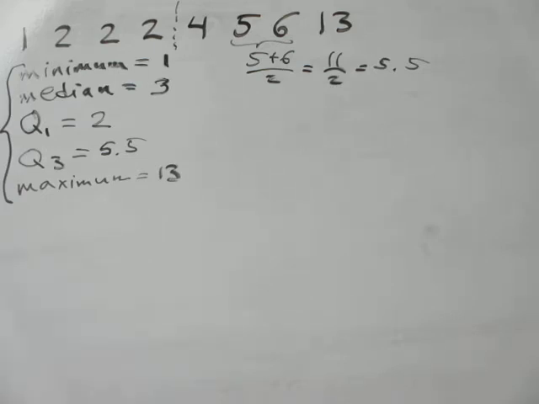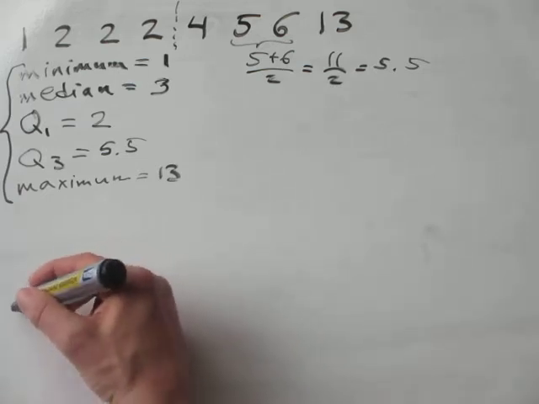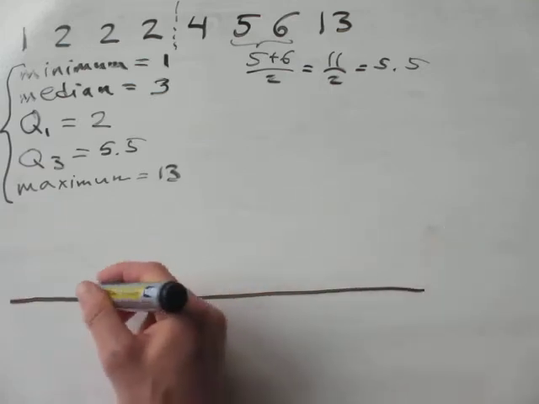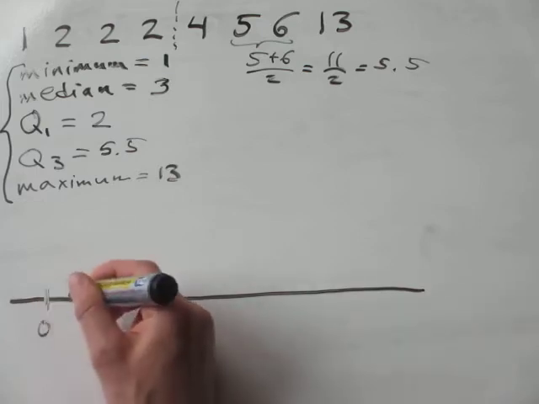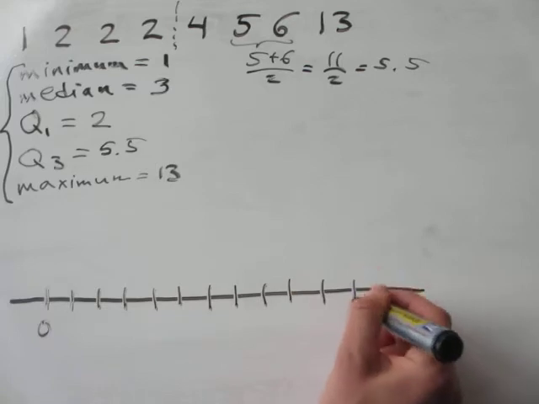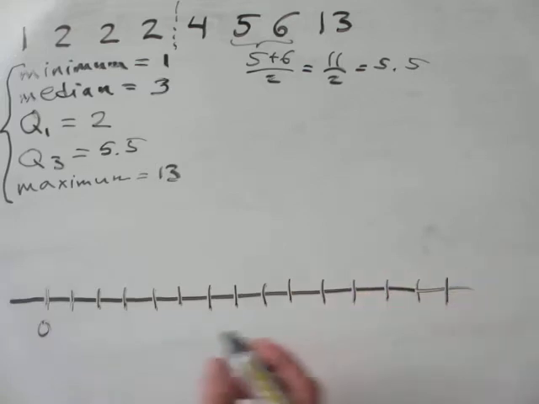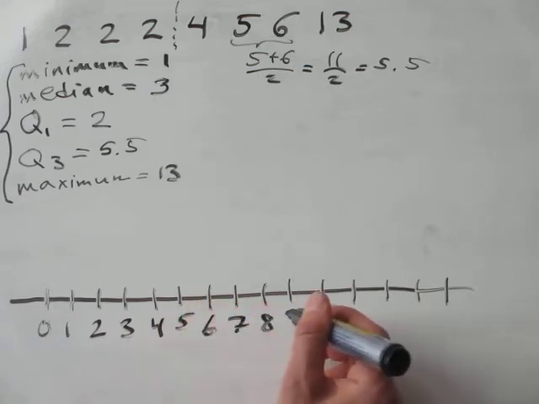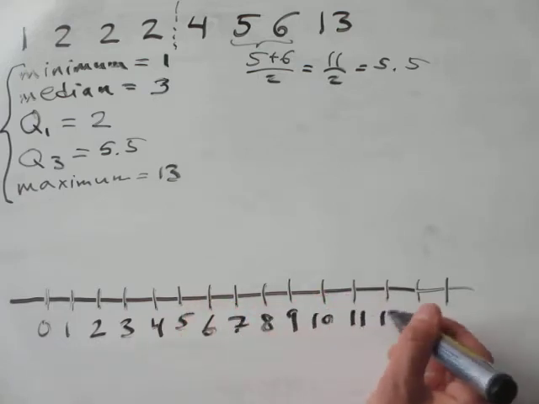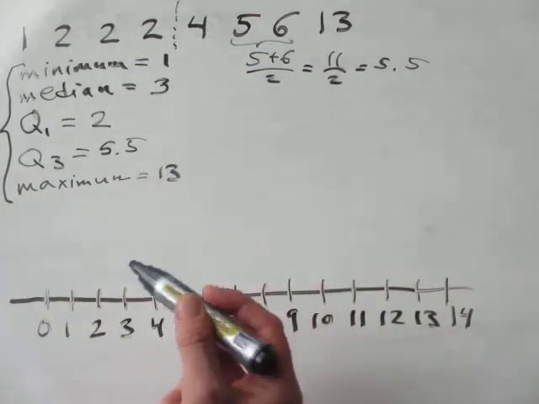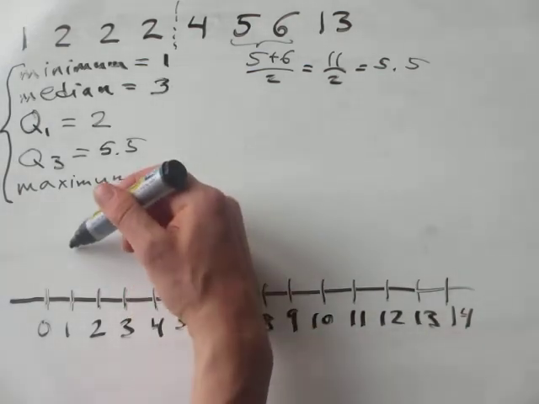So what is a box and whisker plot? Well, first I will draw a number line. So let's say we have 0, 1, 2, 3, 4, 5, 6, 7, 8, 9, 10, 11, 12, 13, 14, like this. So just a normal number line. You can arrange it according to your data points as well. And now what do we do? Well, the minimum value was 1, so the box and whisker plot will start at 1.